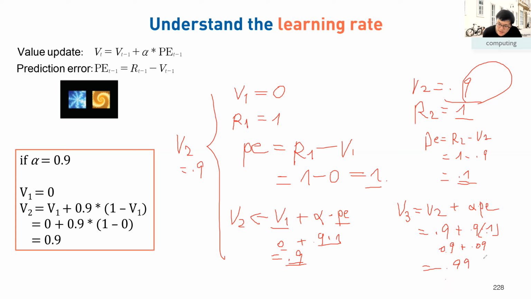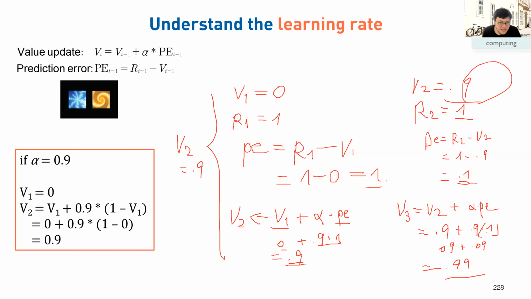Good. So after consecutively observing two positive feedbacks, your prediction becomes already super close to the value. The value is 1. If you win, you get a 1. And if you go to the next trial and still get a win, what is the prediction error? Super small, right? 1 minus 0.99 is 0.01. This is a super small prediction error.